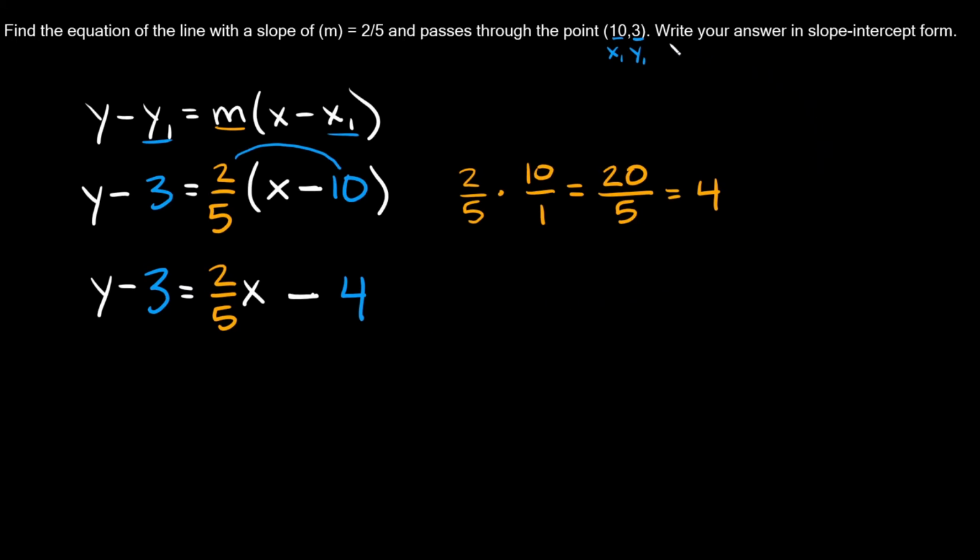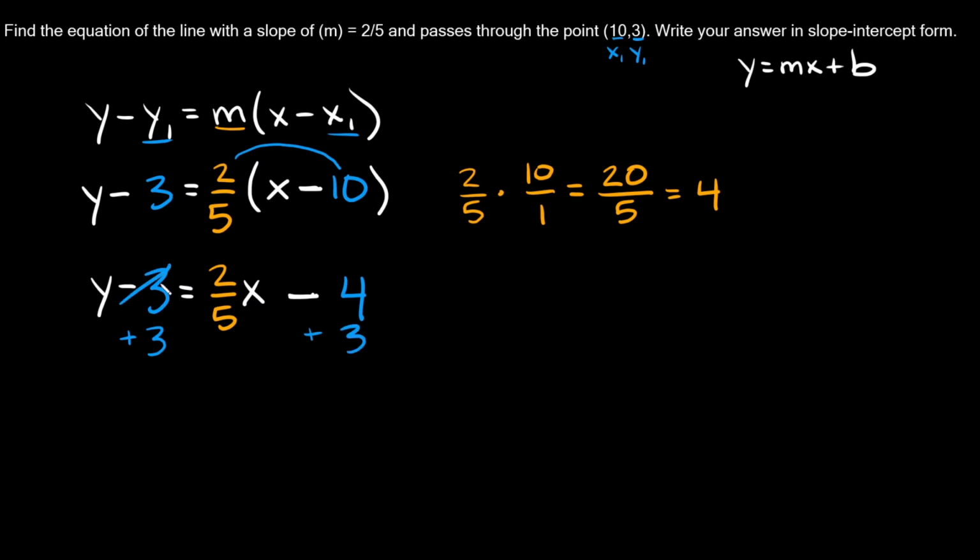But the last part of our problem says write your answer in slope-intercept form. If you don't remember what that is, it's this equation: y is equal to mx plus b. To put this in slope-intercept form, we just need to solve for y, because in this equation y is by itself on one side of the equal sign. To isolate it, we need to get rid of this minus 3, so I'm just going to add 3. What you do to one side of an equation, you do to the other, so we add 3 on this side also.